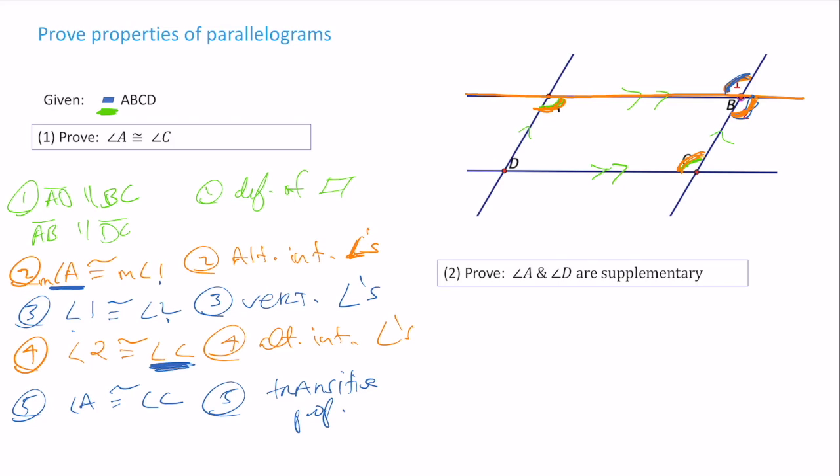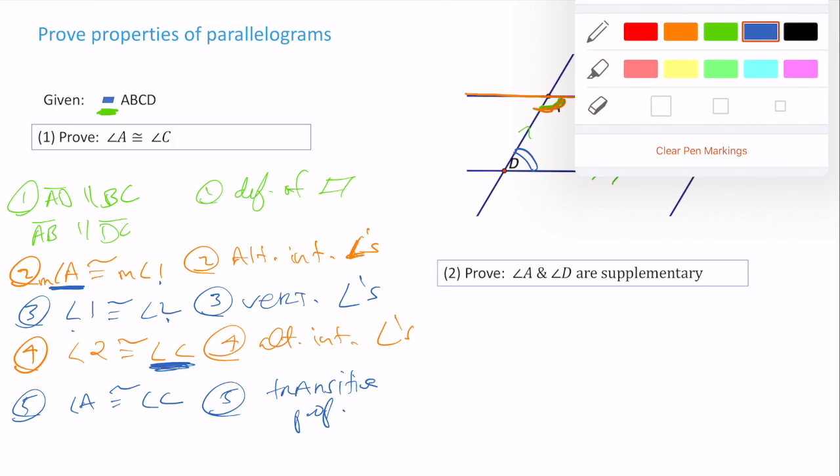Okay? So notice you could use the same idea to prove that D and B are congruent. You just work with D and work your way over to B using exactly the same logic. Okay, second thing, it says prove that A and D are supplementary. So let's see if I have another color here.